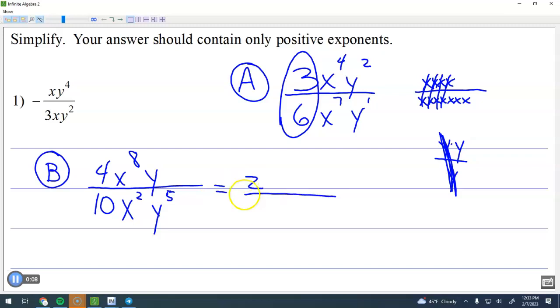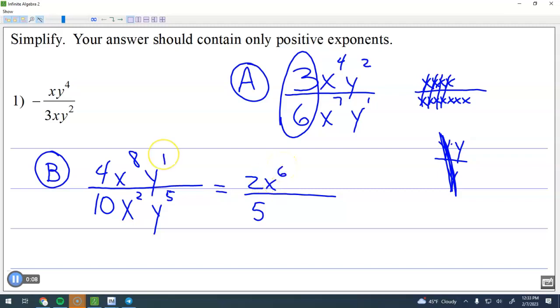That was me. So 4 tenths you can reduce, you can divide them both by 2, so that's 2 fifths. And then you subtract exponents. So x to the 8th over x squared, how many will you have left over? 6, because 8 minus 2, and where will they be left? It's on top, because that's where they were more.